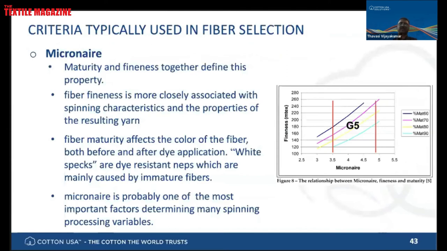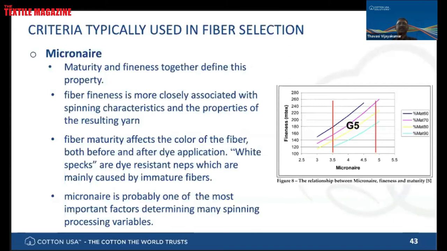Let me go into a little more detail about certain parameters. Micronaire, let us consider micronaire. Many don't understand this: micronaire is decided by both the maturity and the fineness value of a cotton. Micronaire does not directly represent maturity, and it does not directly represent the fineness value either. It can be noticed from this graph that for the same maturity value, the micronaire values are different, and vice versa. So it is all decided by the fineness value.